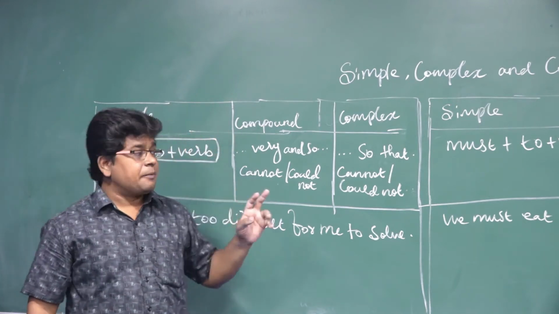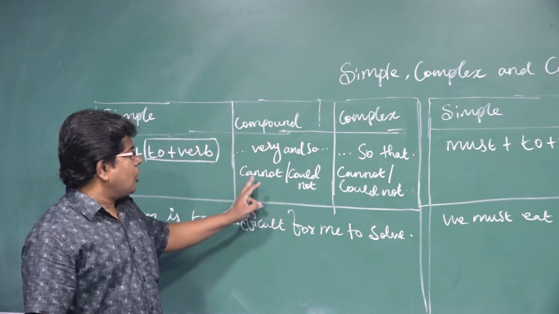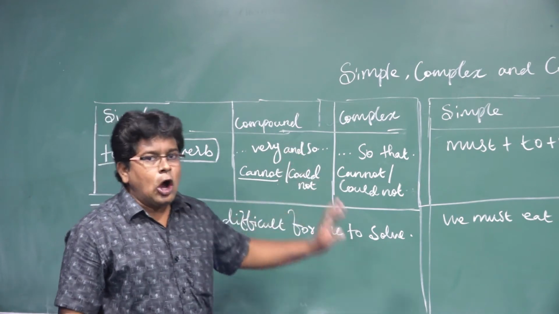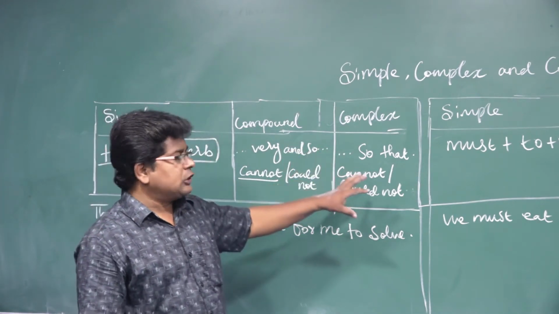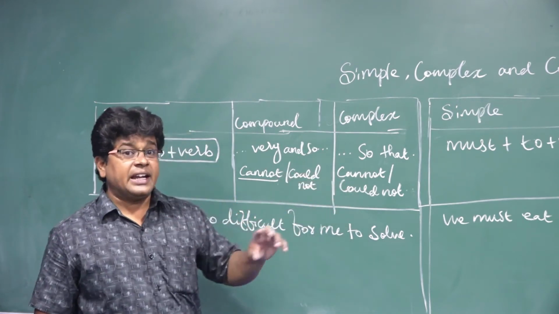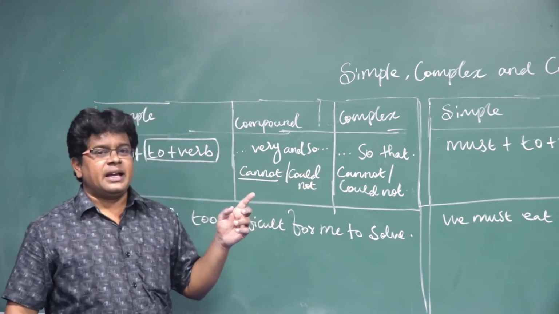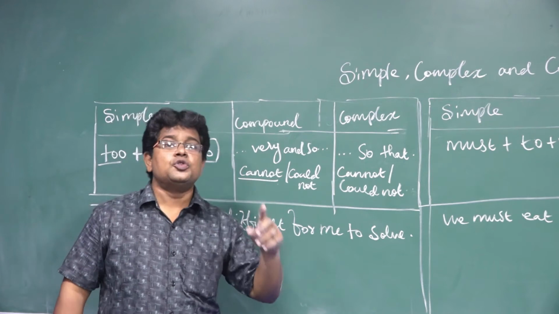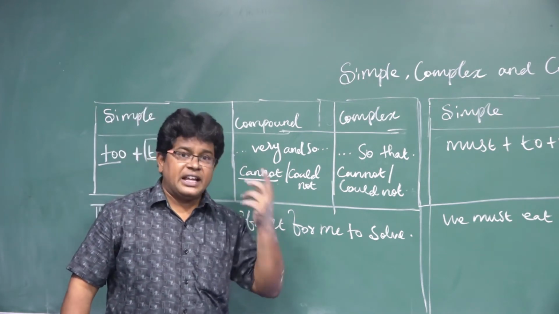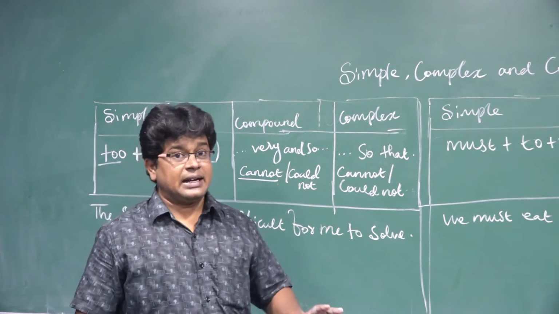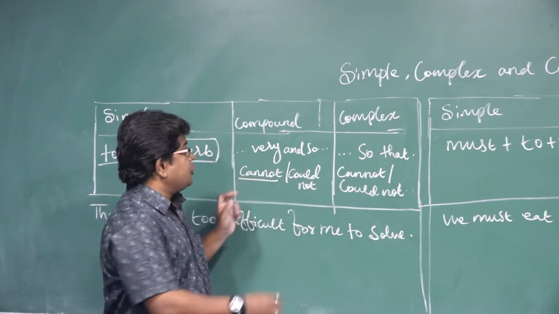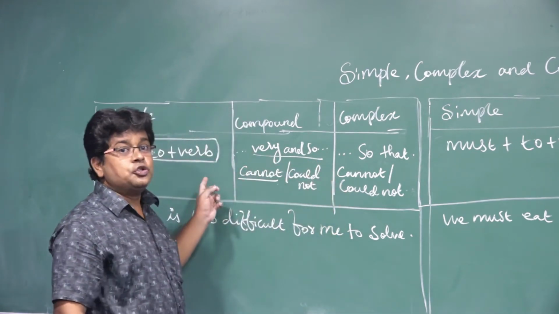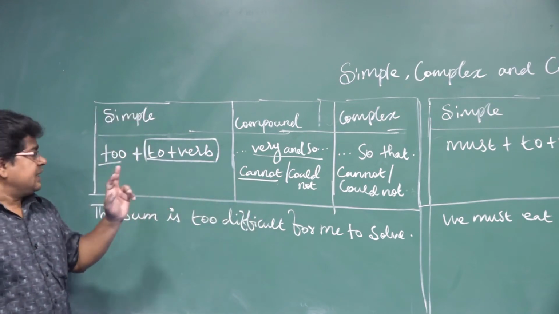In a compound sentence, we have to use "very" and "so". If it is present, we have to use "cannot". If it is past, we have to use "could not". In a complex sentence, we have to use "so that", "cannot" or "could not". Don't get confused. While teaching the adverbial clause of reason, I said that in a compound sentence we can use "and so". I'm not feeling well and so I am unable to attend the class. We used "and so" there, but here we are using "very" and "so". That is the difference between the adverbial clause of reason and the too-to model. So now we can discuss.